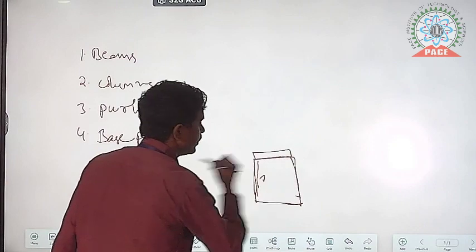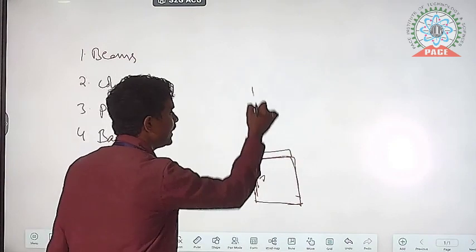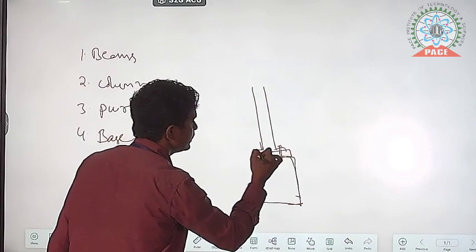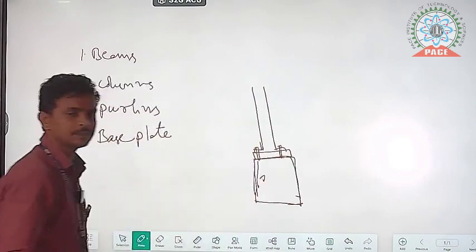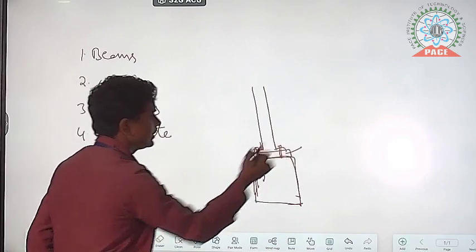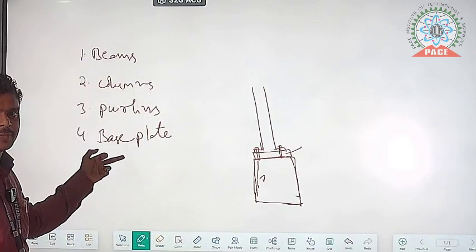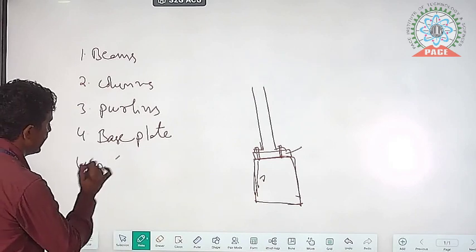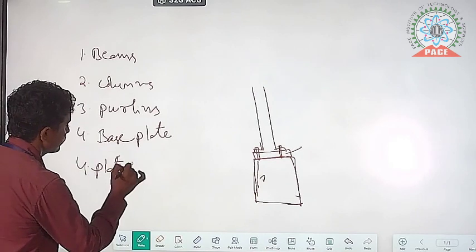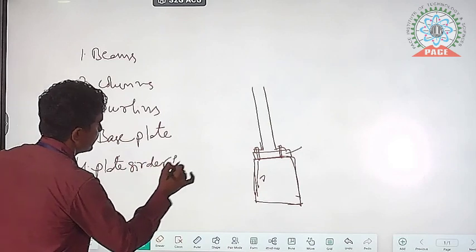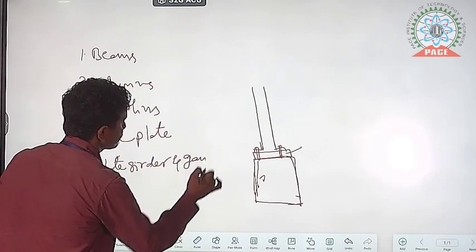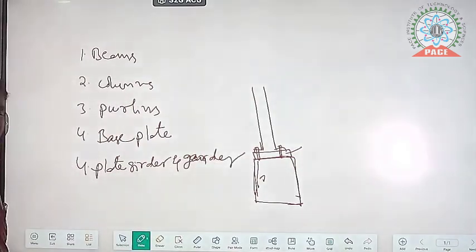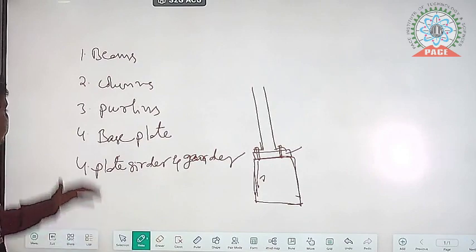So slab base or base plate design we also have, and next is the plate girder and gantry girder. So plate girders and gantry girders also we have to design. For all these designs, welding is also there, bolting is also there, and riveting is also there. For all this, some guidelines are there.